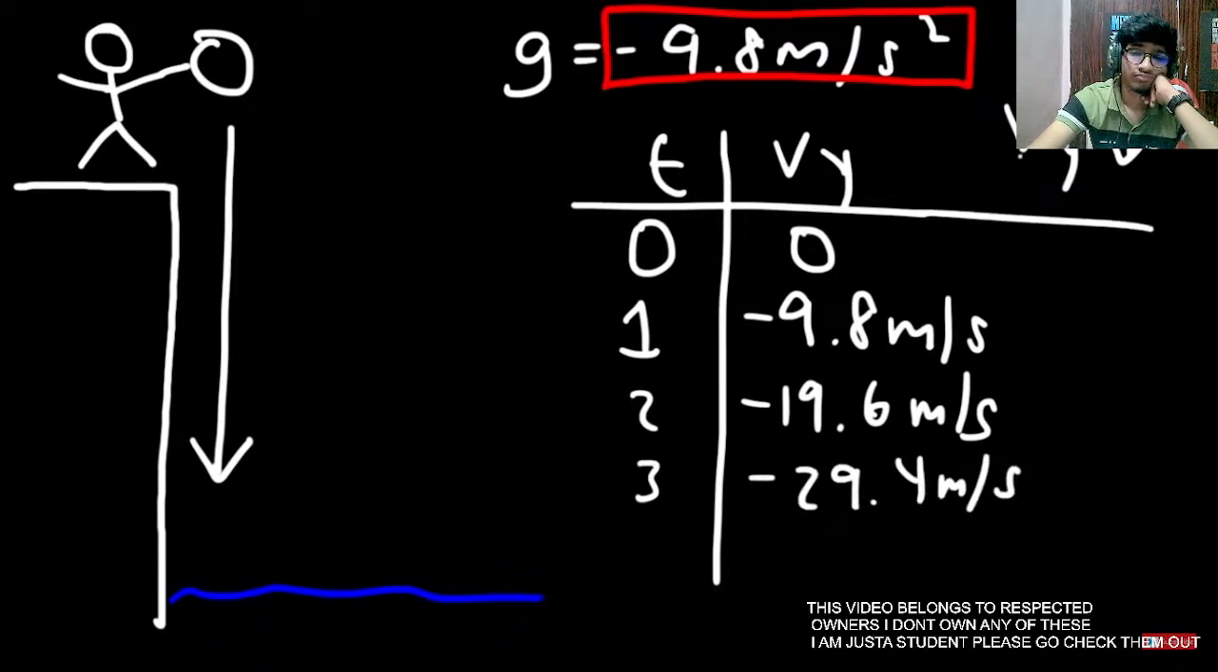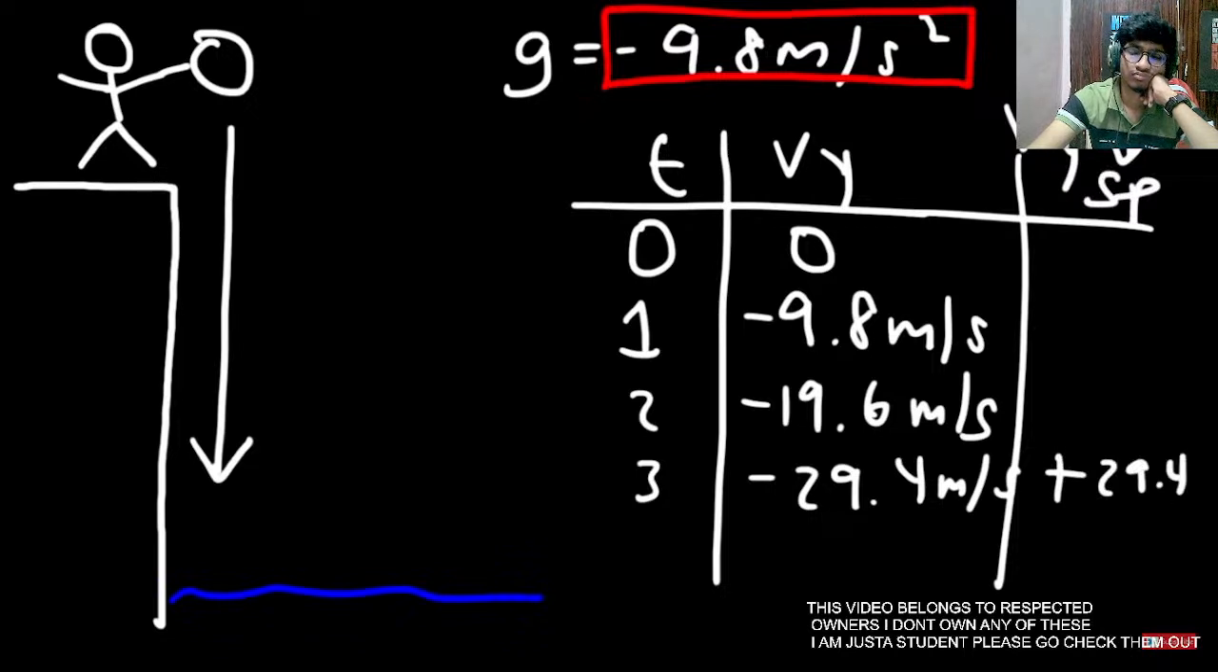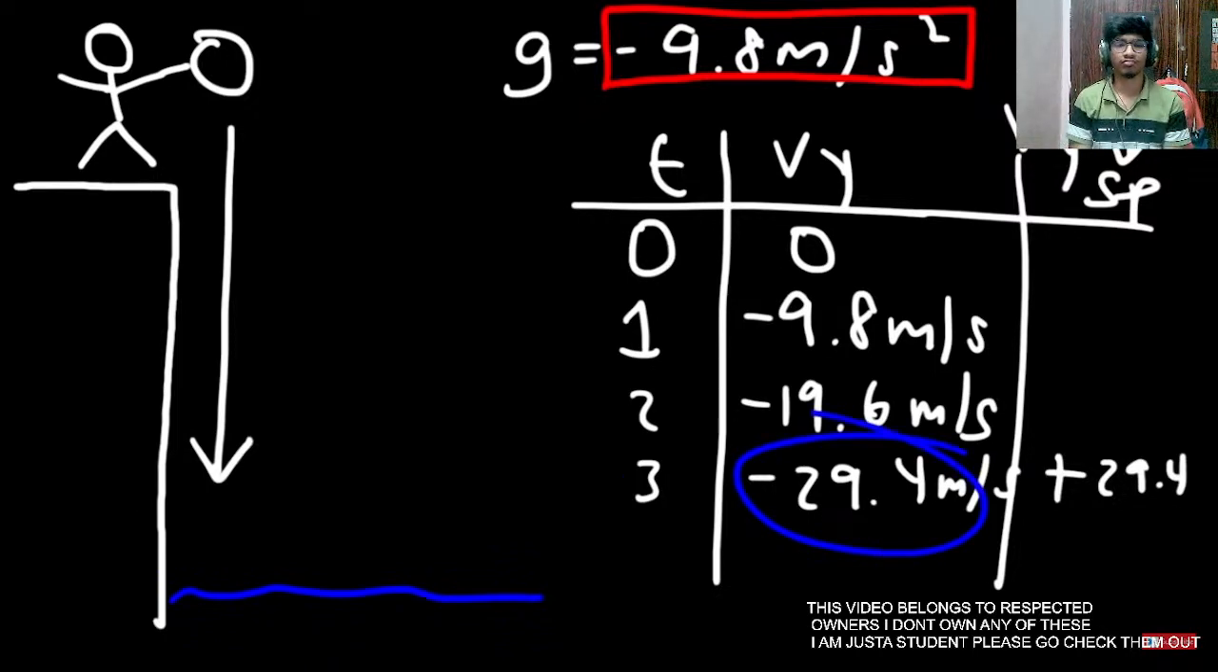Now the speed is always going to be positive. So if you were asked, what is the speed of the ball, let's say 3 seconds later, it's going to be positive 29.4 meters per second. But if a test question asks you for the velocity of the ball 3 seconds later, you should say it's negative 29.4 meters per second because it's going in the negative y direction. And so hopefully this number makes more sense.